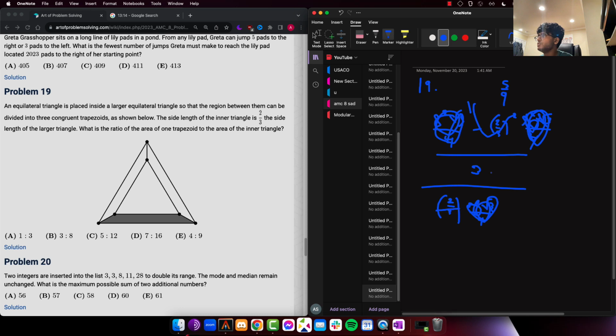You have 2/3 here. You have 2. Why am I getting 5/18? 1 trapezoid to the area of the inner. How am I getting 5/18? That's not right. Okay. Let's do this again.